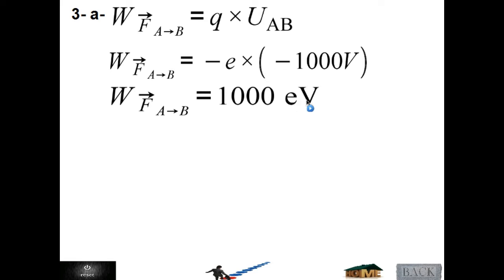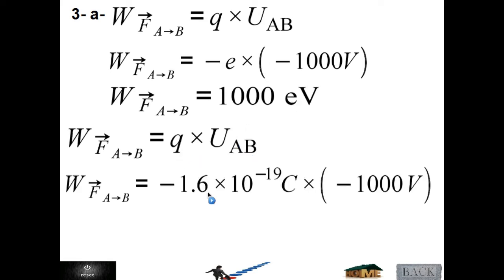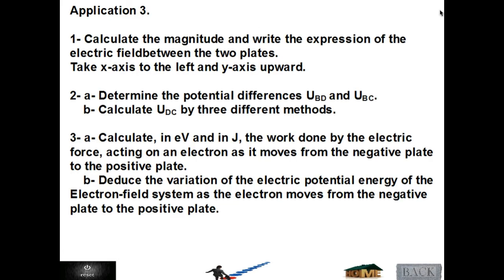Let us calculate it in joules. Q times UAB, Q is minus 1.6 times 10 to the power minus 19 coulomb, times UAB which is minus 1000 volt. Then the answer will be minus times minus, plus 1.6 times 10 to the power minus 16 joules. Part 3b. Deduce the variation of the electric potential energy of the electric field system as the electron moves from the negative plate to the positive plate.